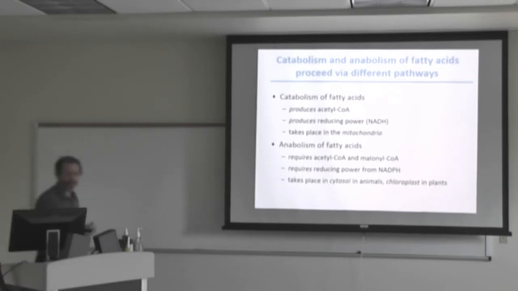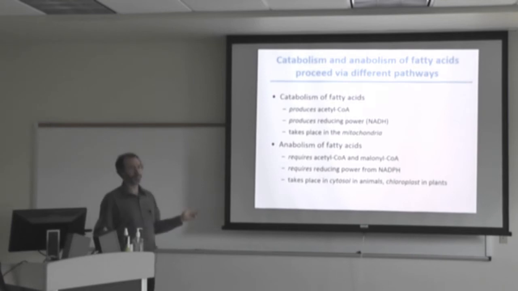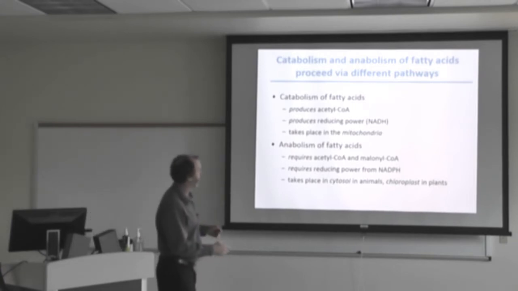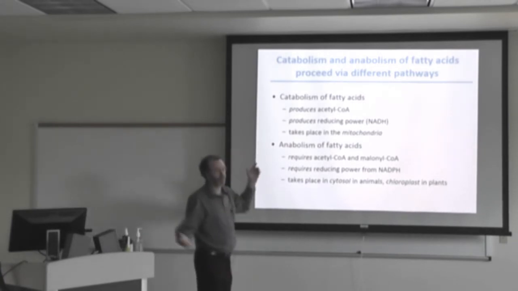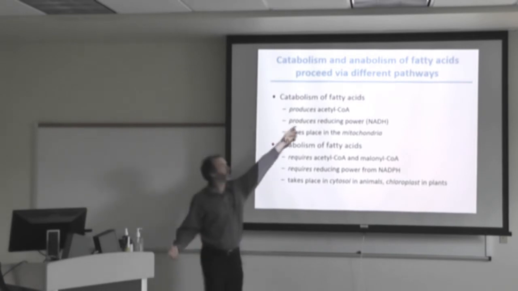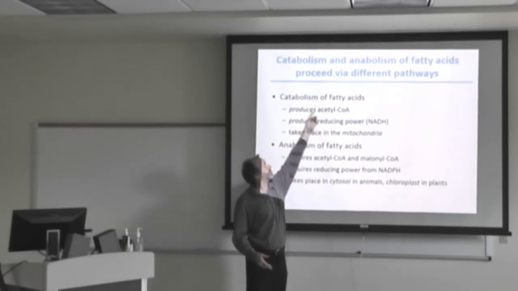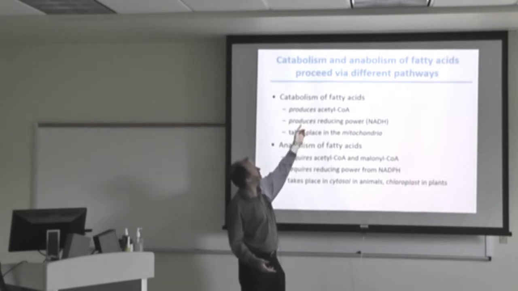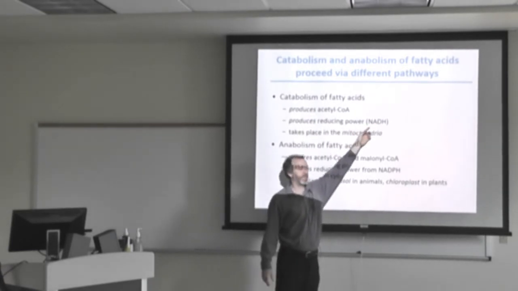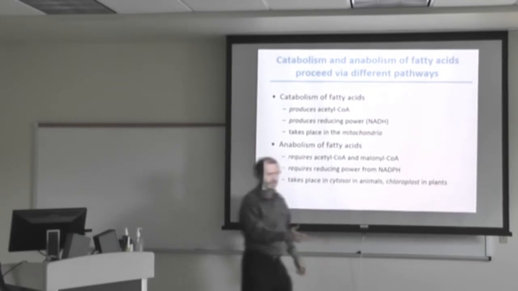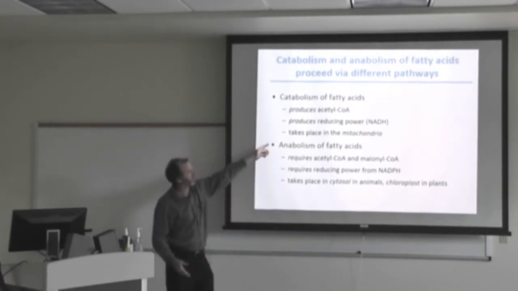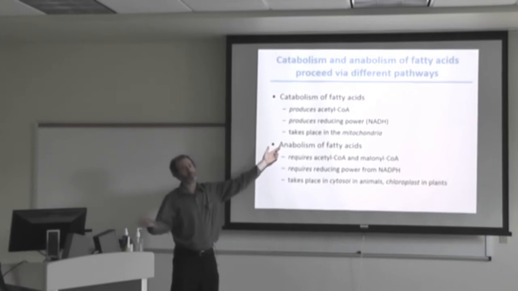Catabolism and anabolism of fatty acids proceeds via different pathways, right? Just like catabolism of sugar and anabolism of sugar are different, same thing with fats. And you can look at some similarities too. Catabolism of sugars produces acetyl-CoA, so same thing with fats. And it also produces reducing power in the form of NADH for sugar, same thing for burning fats. And it takes place in the mitochondria. Well, glycolysis is in the cytosol, but once you finish with glycolysis, the rest is in the mitochondria.